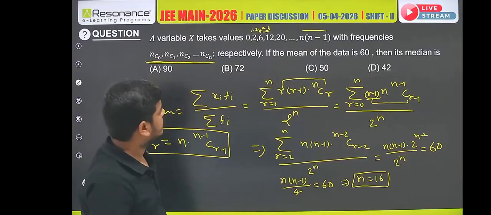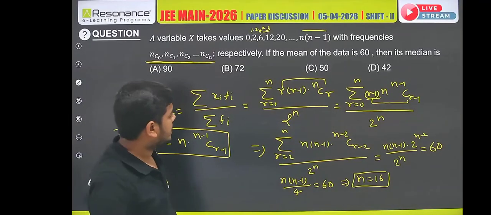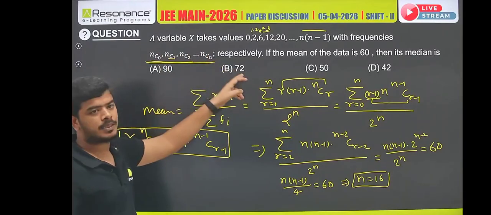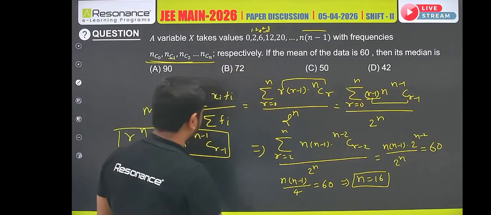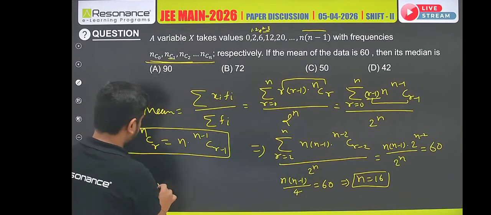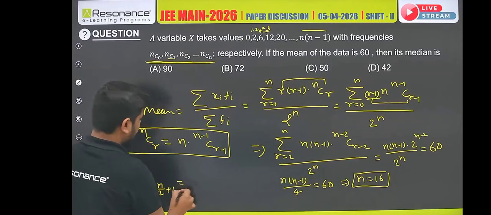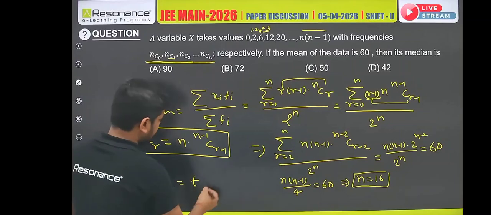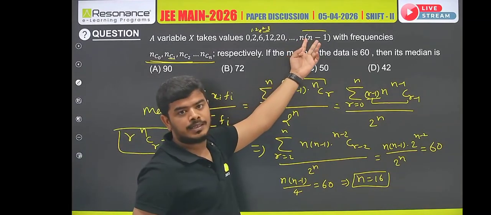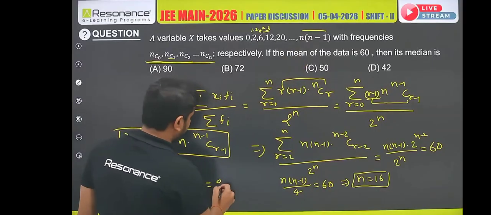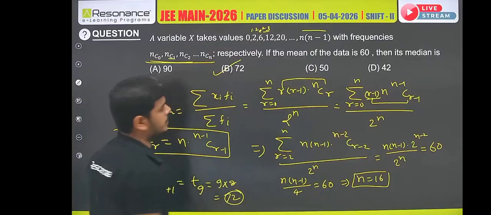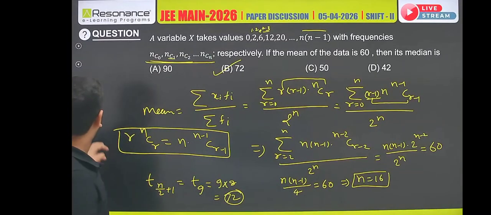So n is 16. If you put n = 16, starting from 0, the total number of terms is 17. So what is the median? Median is the middle term, and the middle term is the (n/2 + 1)th term, which is 16/2 + 1, T9, and what is T9? Look here, Tn is n(n−1), so T9 will become 9 into 8, 72 is your answer. Second option for this question.